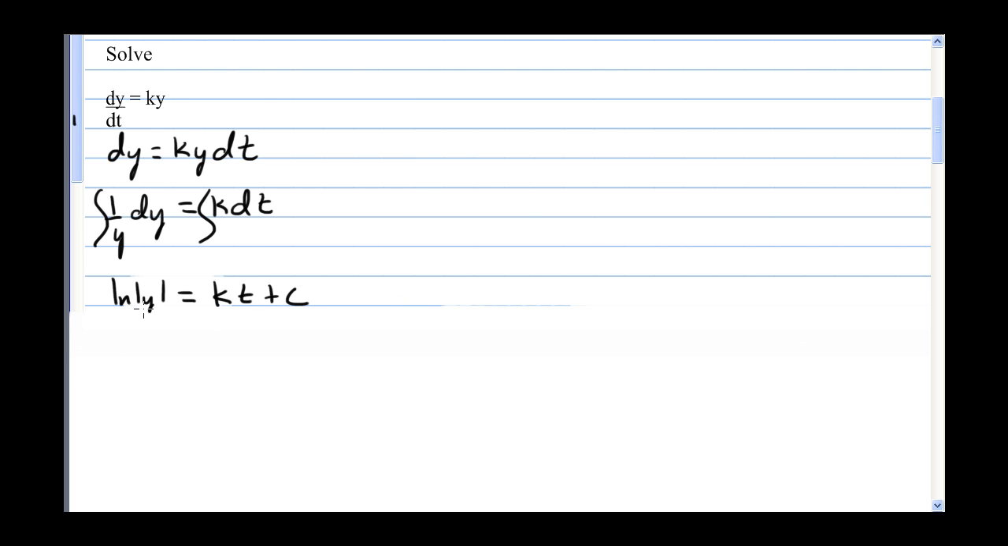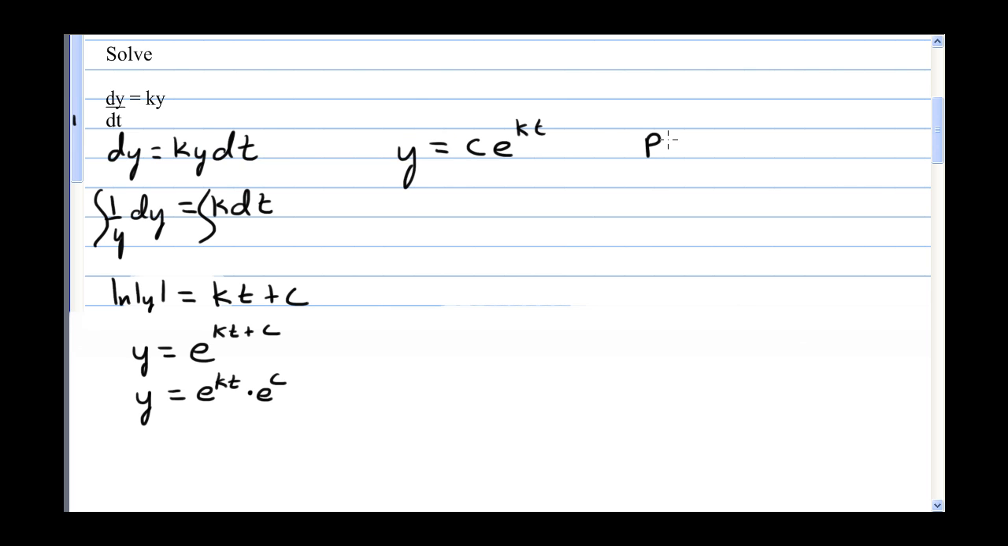Well, now we want to get y by itself. We want to solve for y. I want y equals. So we need to change the log form to exponential. So we have y equals e to the kt plus c. Well, I can split this into y equals e to the kt times e to the c. Now think about what happens when you multiply these two together. You add the exponents, so we can split this up into multiplication. Well, e to the c is just c, so I can write this as y equals c e to the kt.